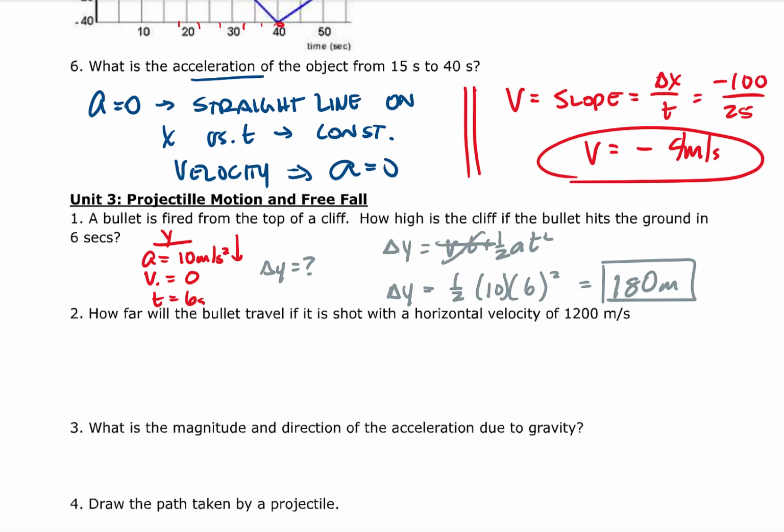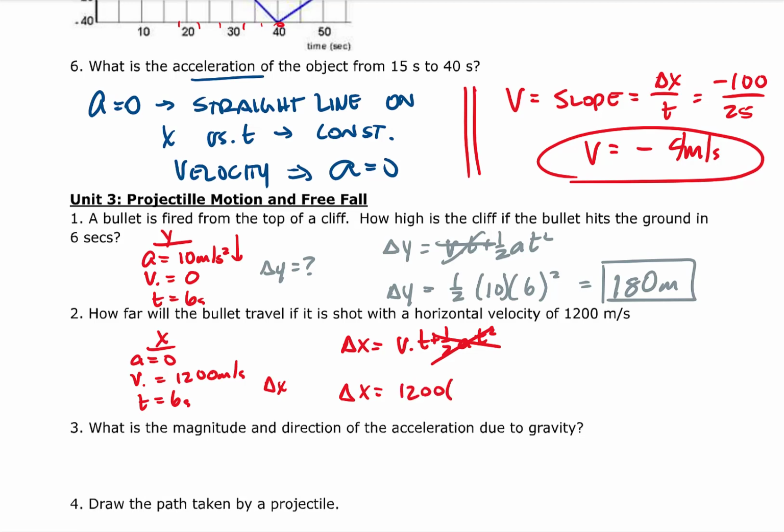How far will the bullet travel if it's shot with a horizontal velocity of 1,200 meters per second? Well, that's in the x direction. In the x direction, the acceleration is 0. The velocity in the x direction is 1,200 meters per second. And the time is 6 seconds. And I want the delta x. Well, in the x direction, same equation. Delta x is equal to v0t plus 1/2 at squared. The acceleration is 0, so delta x comes out to be 1,200 times a time of 6 seconds. So delta x comes out to be 7,200 meters.